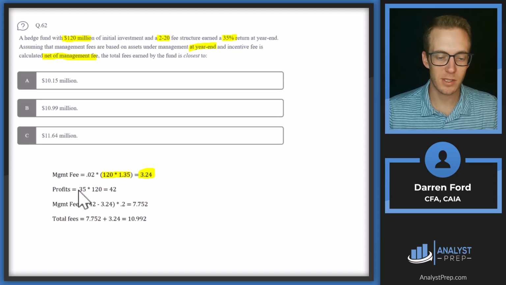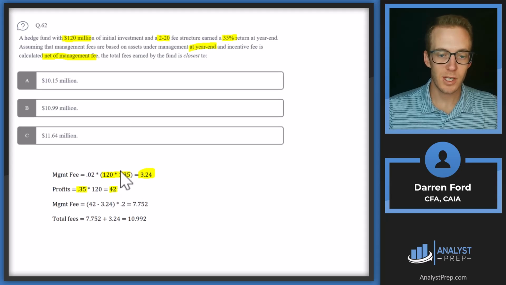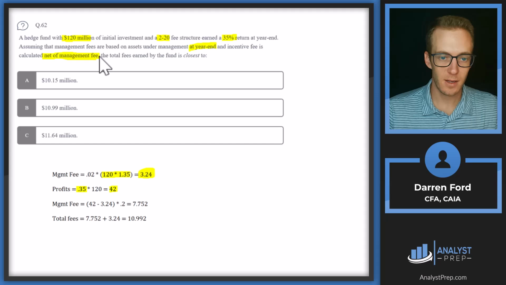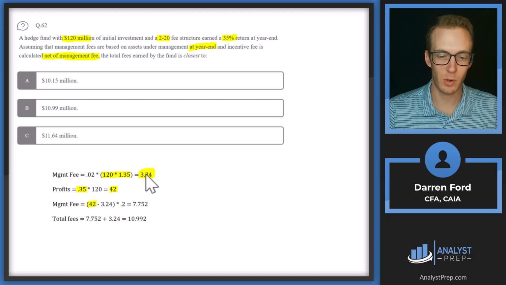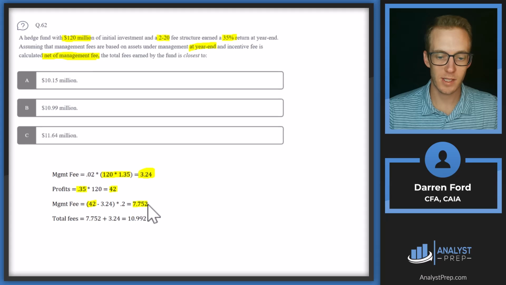Next, calculate the profits that we made, since this will be what we use to calculate our incentive fee. Profits is the 35% return that we earned multiplied by 120 million AUM, which gives us 42 million in profits. Since we're calculating net of management fee, and that's important, we're going to take the profits, 42, subtract out the management fee of 3.24, and then multiply by our 20% incentive fee. That gives us an incentive fee of 7.752.